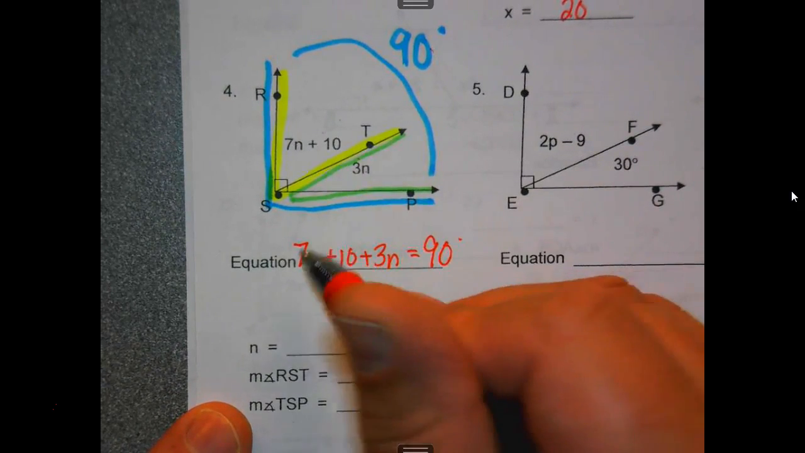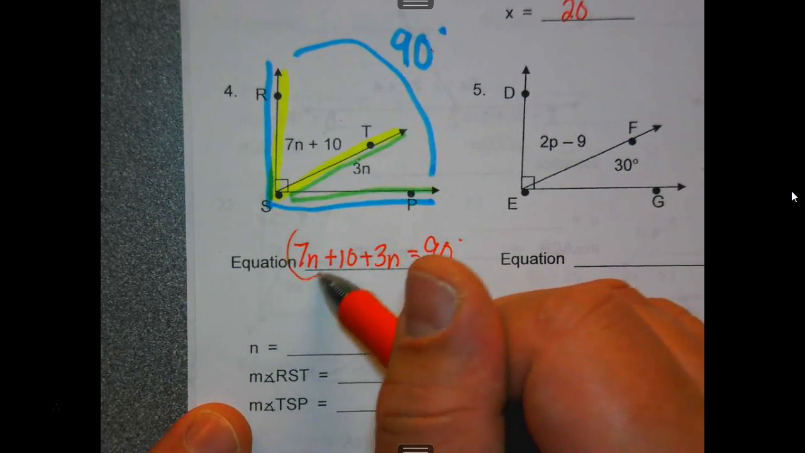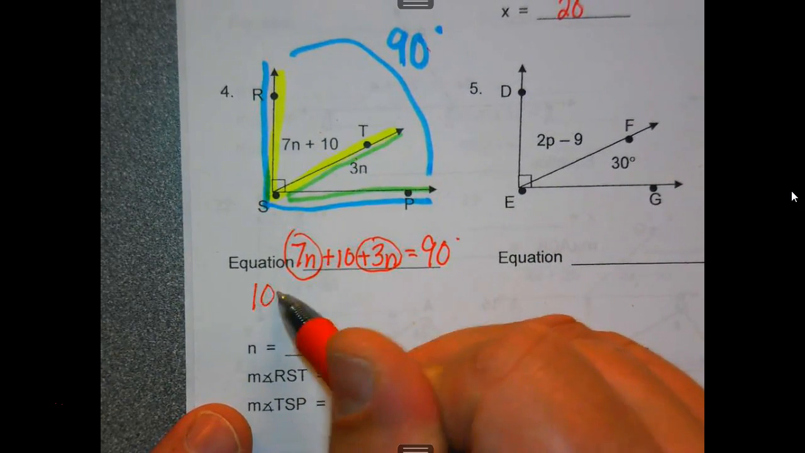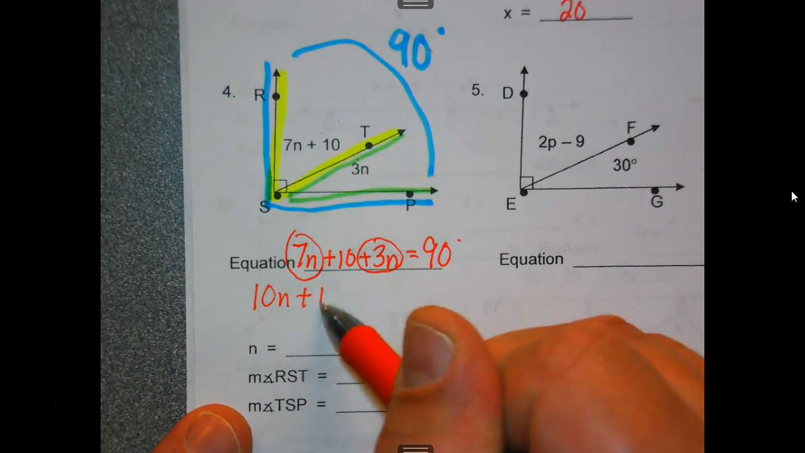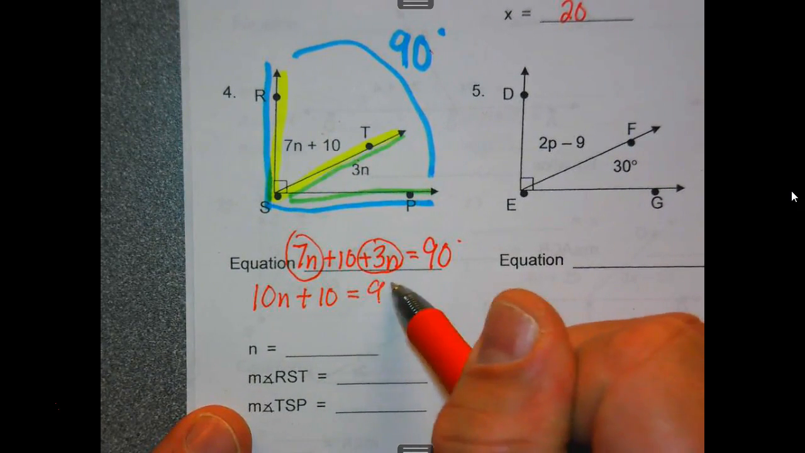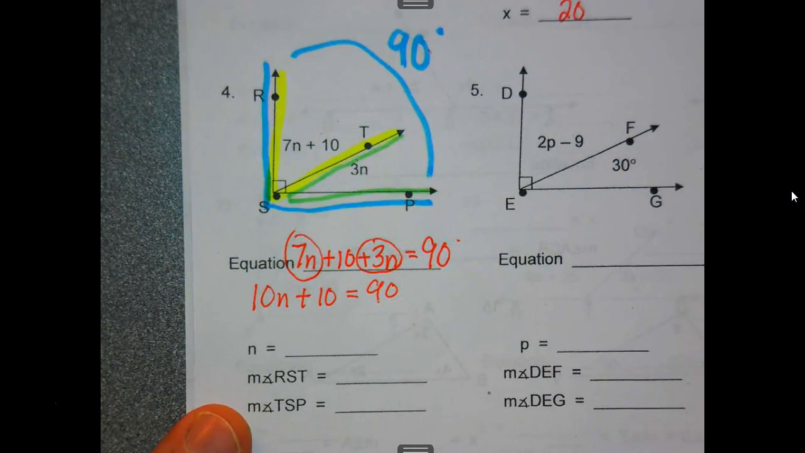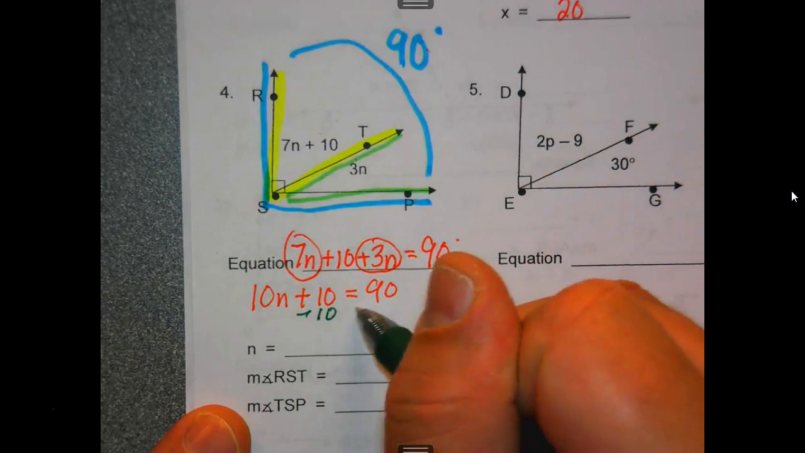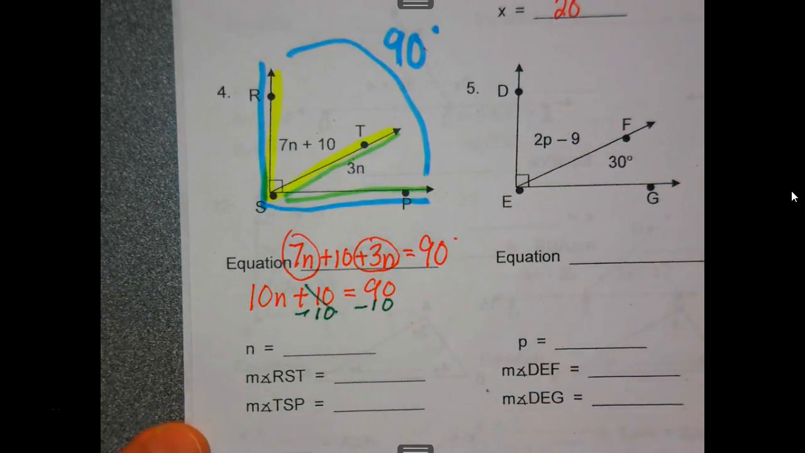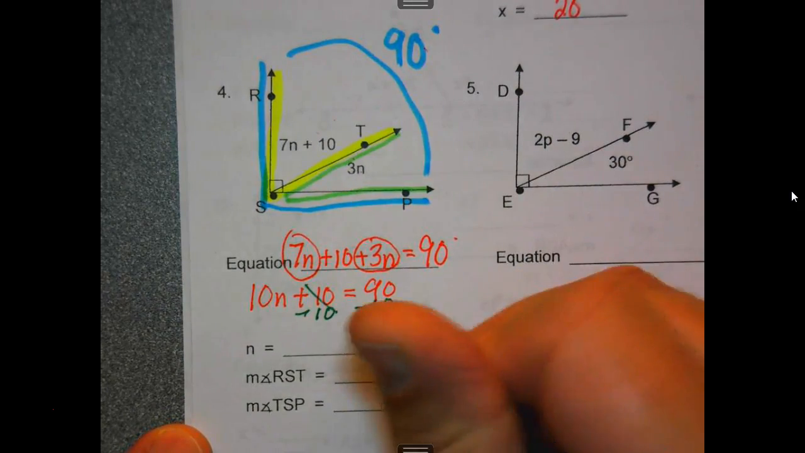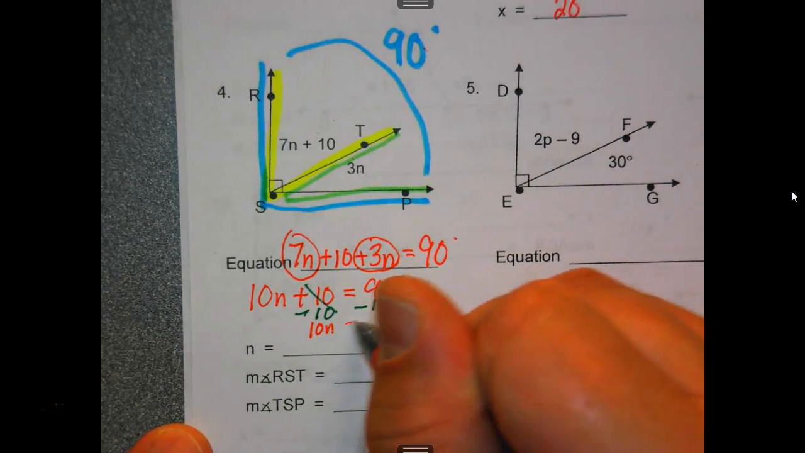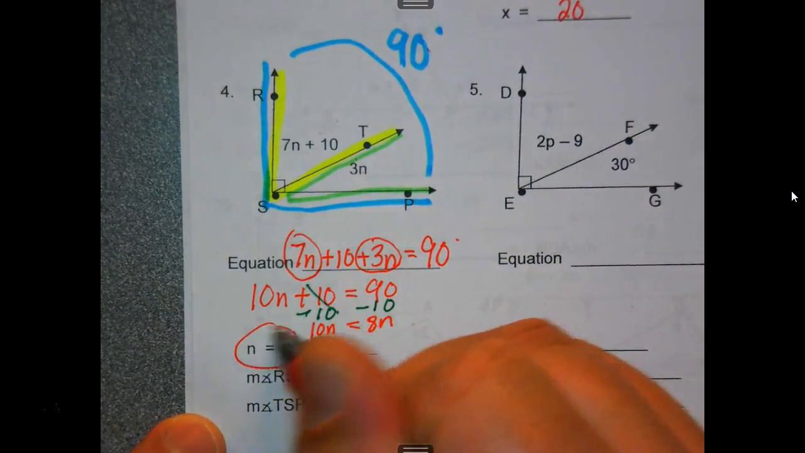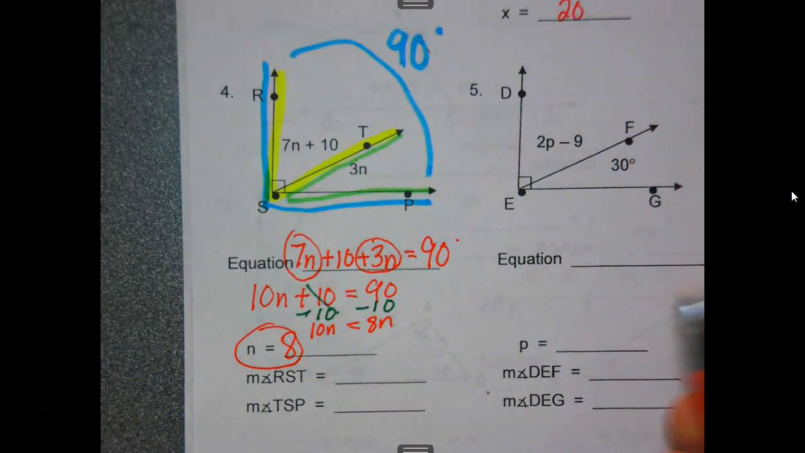Okay, let's solve for n. I have like terms to combine on the same side of the equal sign. So I have 10n plus 10 equals 90. Minus 10, minus 10. So I get 10n equals 80. Divide by 10. And what does n equal? Okay, so n equals 8.